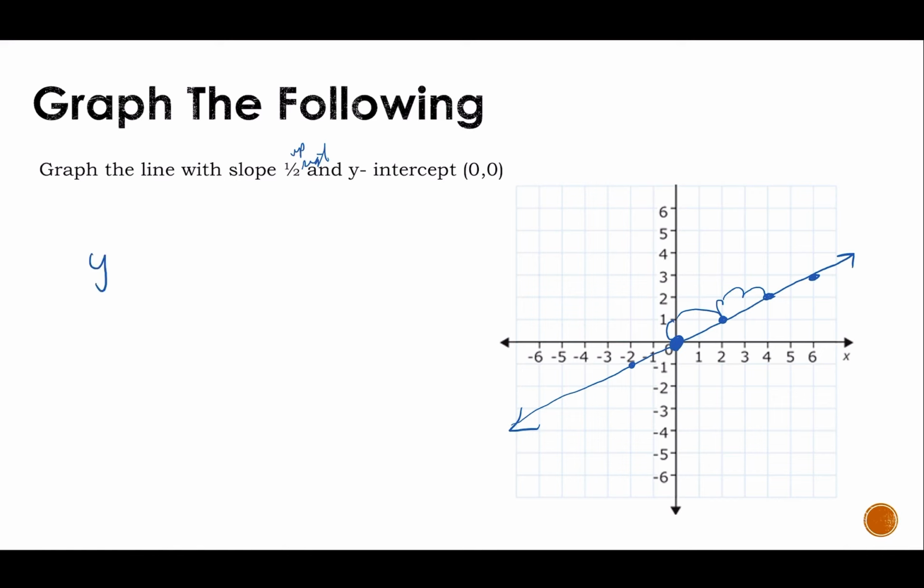And my equation for this would be y equals 1/2 x plus 0. Now, I don't have to write this plus 0 part. We typically wouldn't, but I wanted you to see that this is still in slope-intercept form.